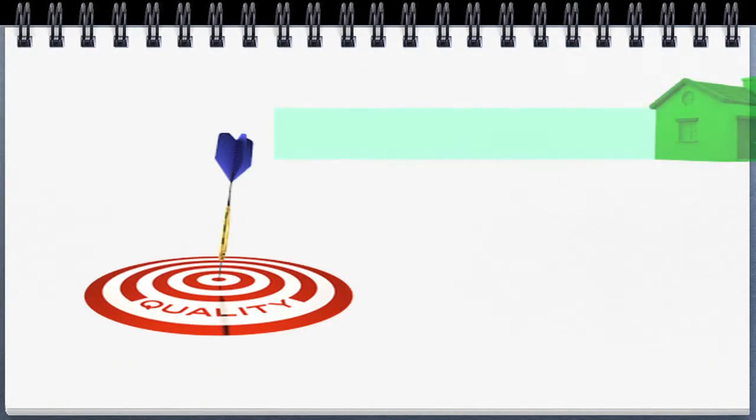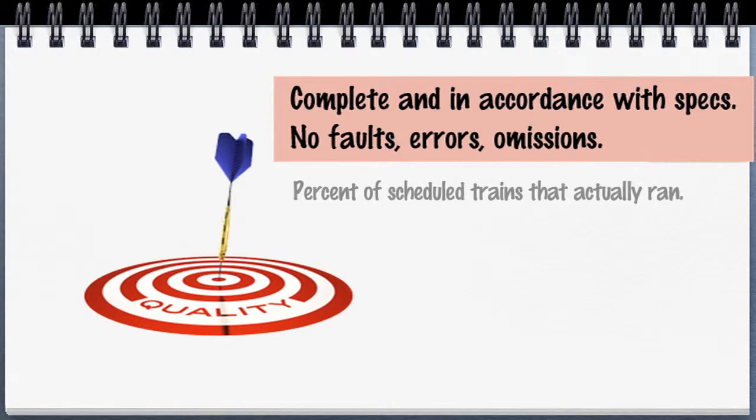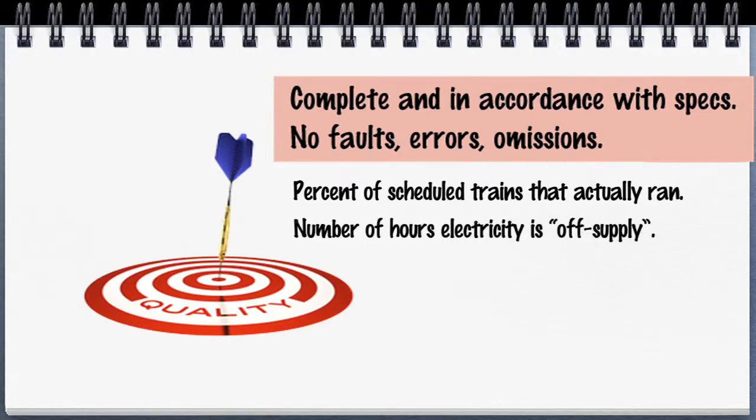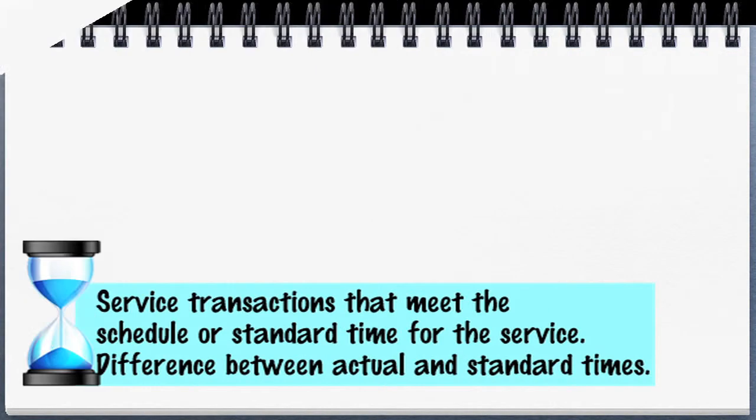Quality. Complete and in accordance with specification. No faults, errors, omissions. Examples of quality indicators are: percent of scheduled trains that actually ran, number of hours electricity is off supply, percent of all legislations loaded into the public databases, and so on.